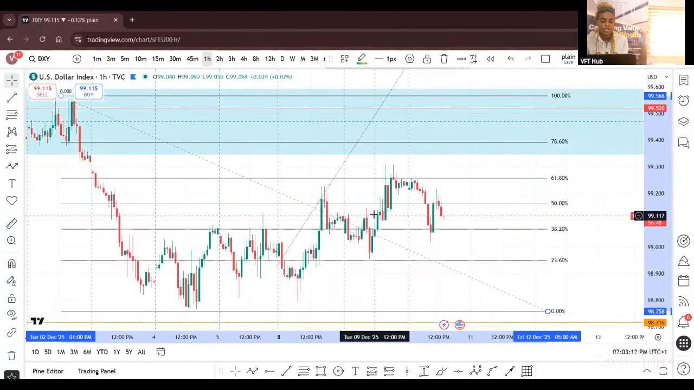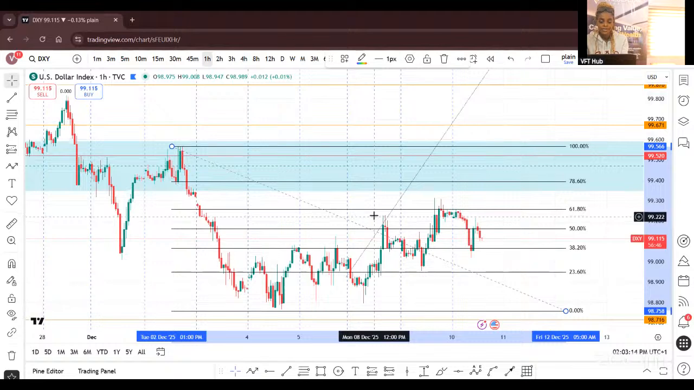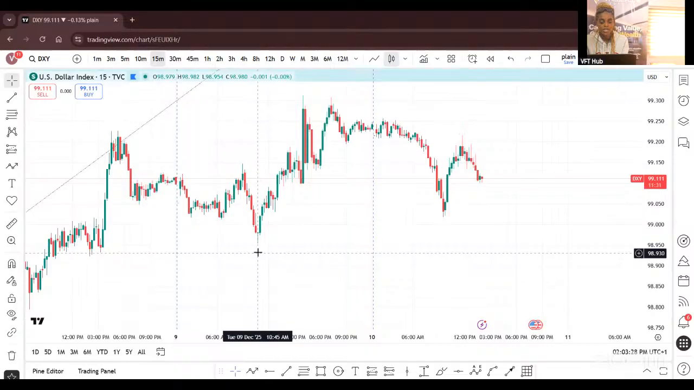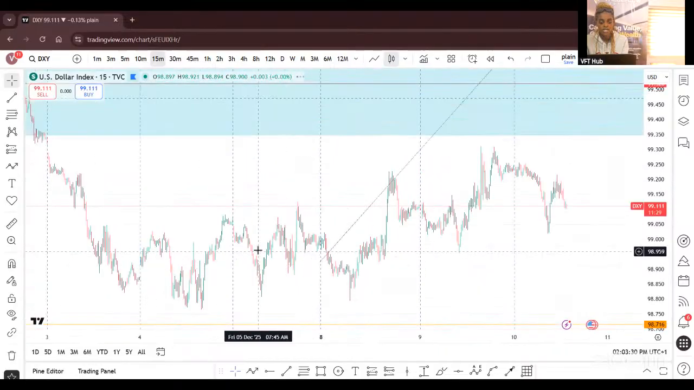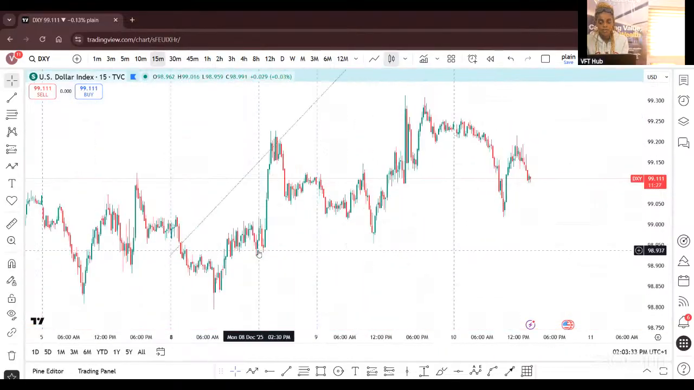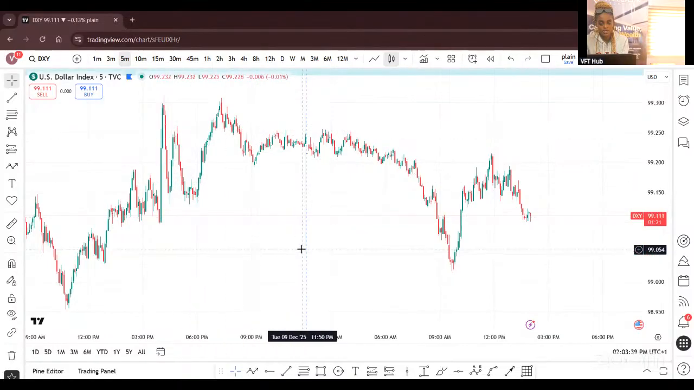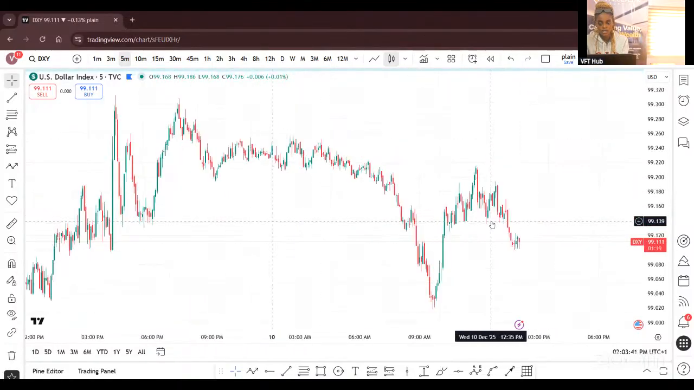Narrowing down to the 1-hour time frame, I'm actually looking at this point. Price traded into the 61.6% level, held up that point, and we're seeing some push to the downside. On the 15 minutes time frame, looking out for entries, we really couldn't spot any entry for the sell on the DXY, and we're actually looking out for something clearer.